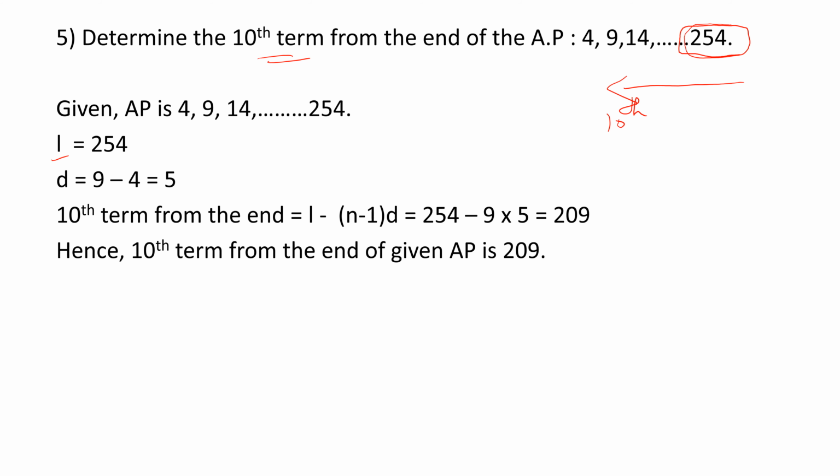So l means the last term, which is also equal to a n. a n is 254. What is the common difference between these two terms? It is 9 minus 4. So the common difference is 5.